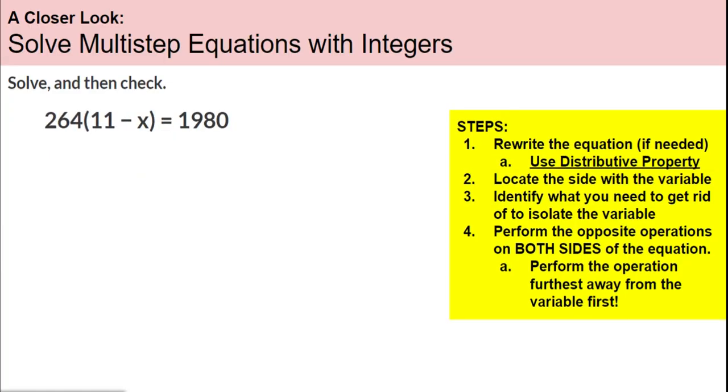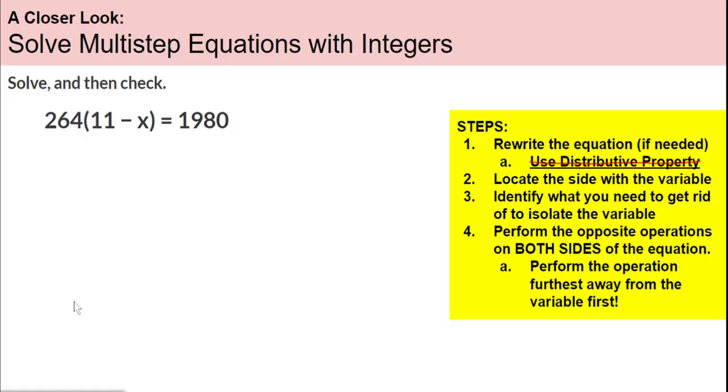All right, so pause the video now. See if you can solve this one by yourself, then we'll review. All right, how did you do? Remember you could rewrite the equation by using the distributive property, but I'm not going to use that in this one. It's just a suggestion. You could distribute the 264, but that would give us a really big number.